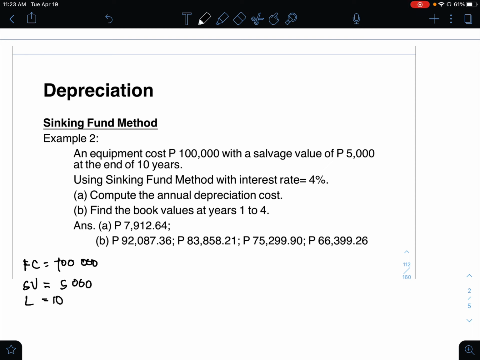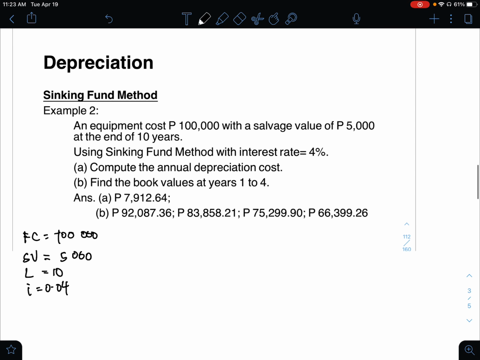Use sinking fund method, okay, with interest rate of 4%. So I nato is 0.04. Compute the annual, okay, annual depreciation cost. So muna sa tong D. So D is just equivalent to FC minus SV times I all over 1 plus I raised to the power of L minus 1.